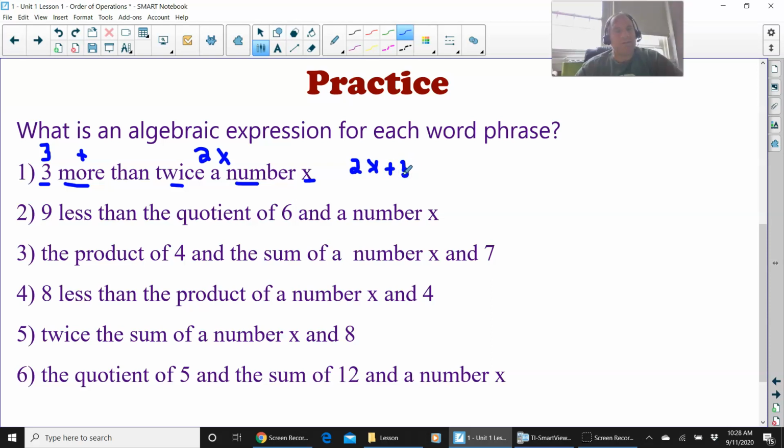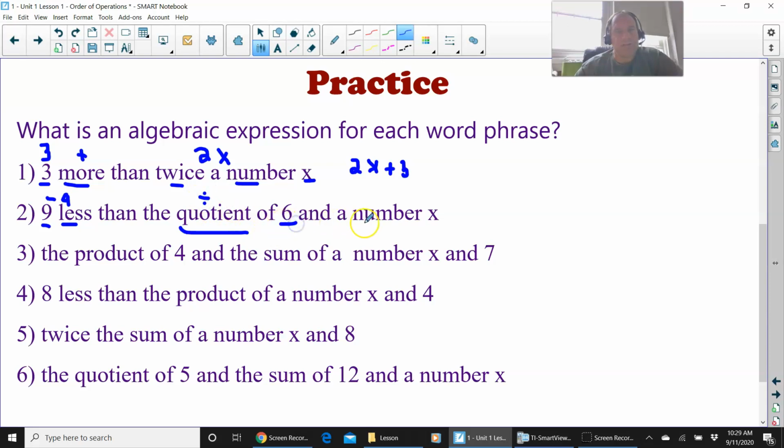Let's do number 2, just so we get you rolling. It says 9 less, right? So 9 less is always subtraction, right? So 9 less than something is minus 9. So I'm going to put minus 9 right up here. The quotient. Quotient is division. So I'm going to put the division sign here.